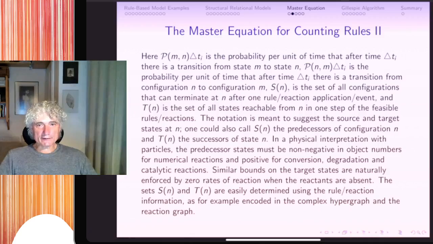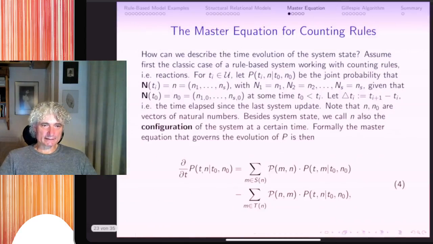And why do we call them S and T? Well, you see that here. The notation is meant to suggest the source and target states at n. So one could also call S of n the predecessors of configuration n and T of n the successors of state n. Keeping that in mind, and also keeping in mind that P of nm delta t is the probability per unit of time that after time delta t there is a transition from configuration n to configuration m, we can now finally go back to the master equation and understand it better.